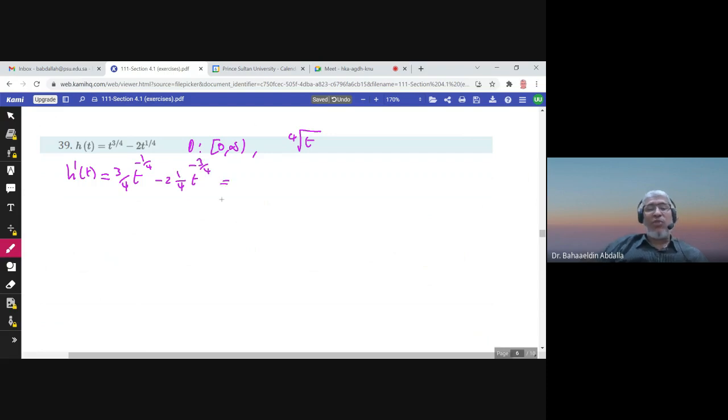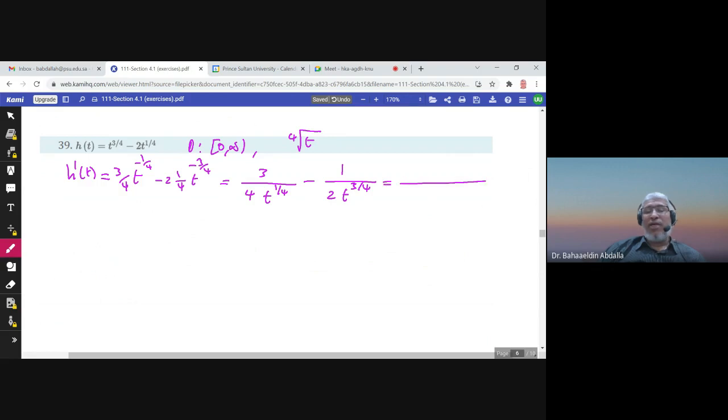Let us write h prime in simplest form. So 3 here in the numerator and 4 in the denominator. T to the power negative 1 over 4, I bring it down to have a positive exponent. And this is negative 2 over 4, it would be 1 over 2. So there is a 1 and 2 here. And I'll bring t to the power negative 3 over 4 down, so it has a positive exponent. So this is h prime of t.